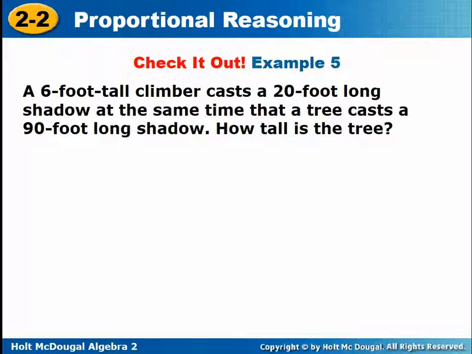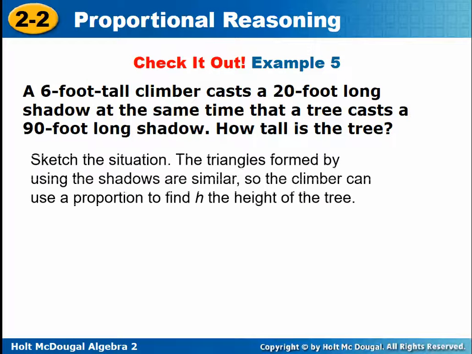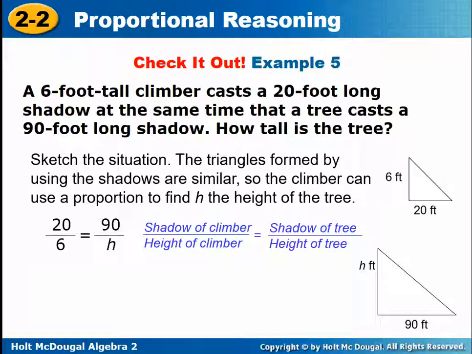Here's another example. A 6-foot-tall climber casts a 20-foot-long shadow at the same time that a tree casts a 90-foot-long shadow. How tall is the tree? You're going to be drawing two triangles again. The 6-foot-tall climber casts a 20-foot shadow. The h-foot-tall tree casts a 90-foot shadow. It's a really tall tree.